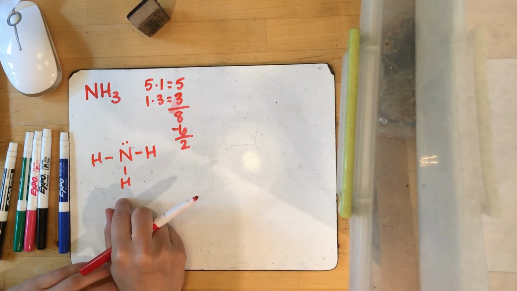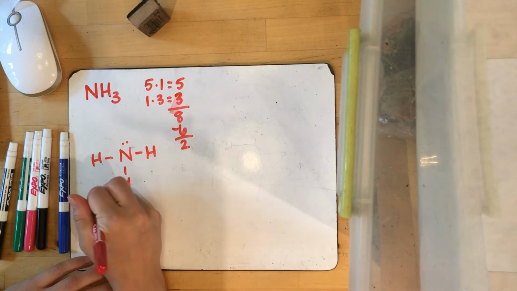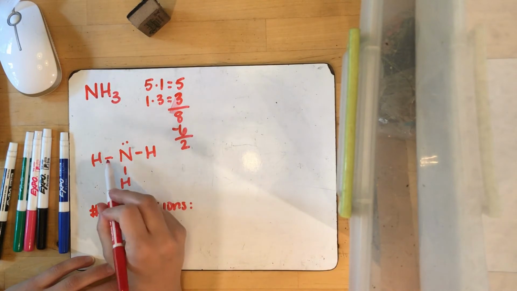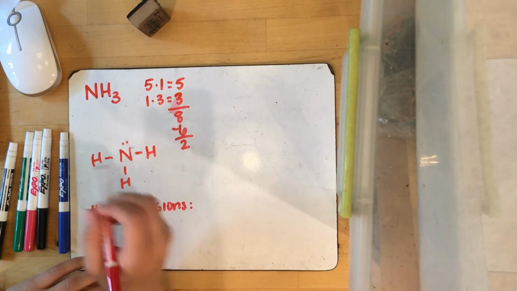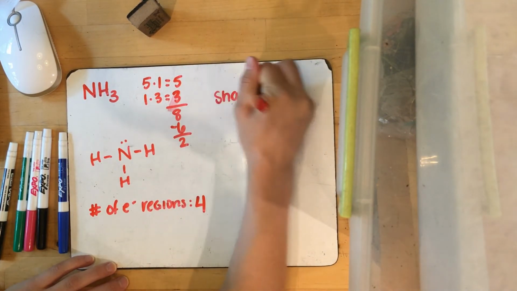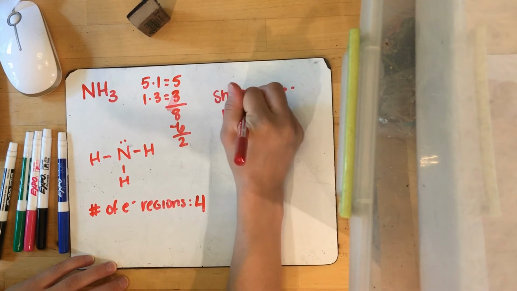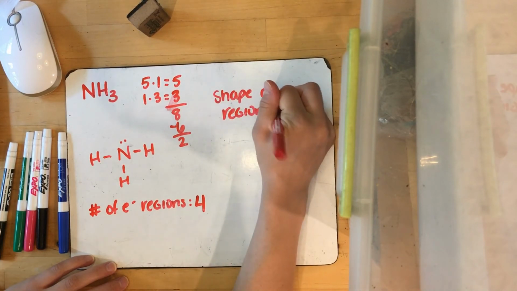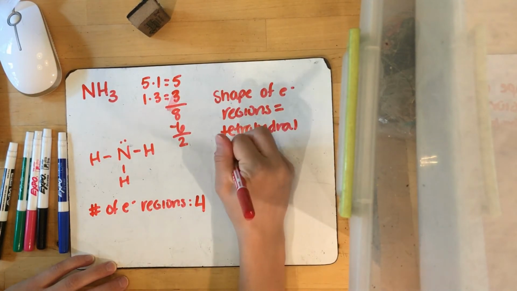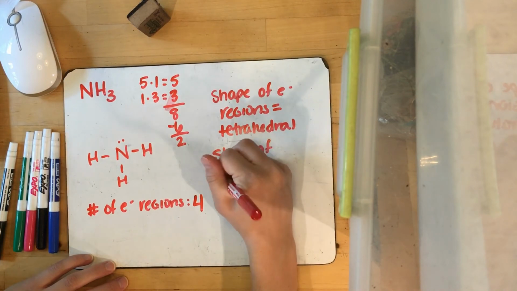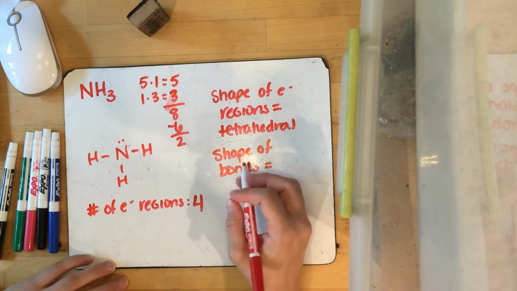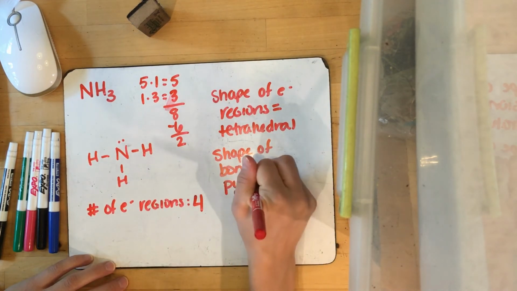So here we look at, again, the number of electron regions. And we have 3 bonds and 1 lone pair, so 3 plus 1 is 4. So the shape of the electron regions, again, is tetrahedral because there are 4 of them. But the shape of the bonds, since there's only 3 of them and 1 lone pair, this time the shape of our bonds will be pyramidal.